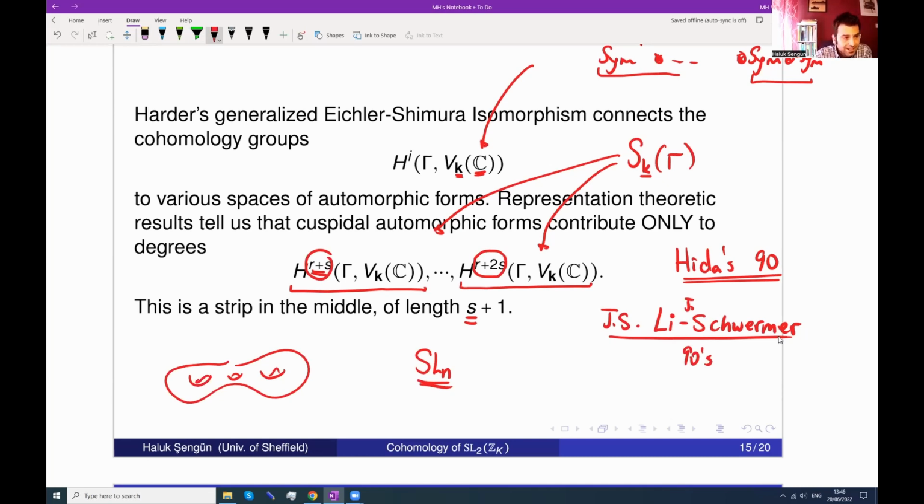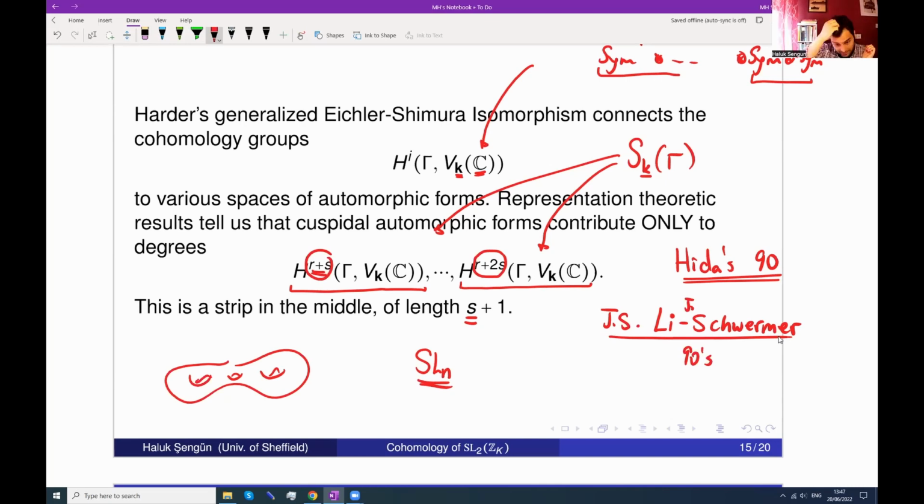If you work with GLN over number fields, essentially tempered and cuspidal are the same thing. So this range is the contribution of tempered things, which happens to be the same as cuspidal. But if you go beyond GLN to different kinds of classical groups, you can still have cuspidals at even very small degrees, but the tempered will be focused on the middle strip.